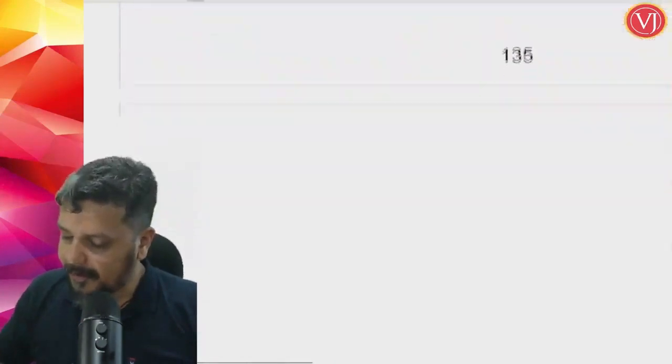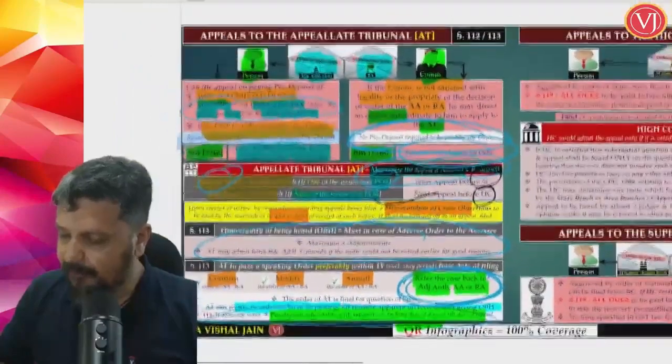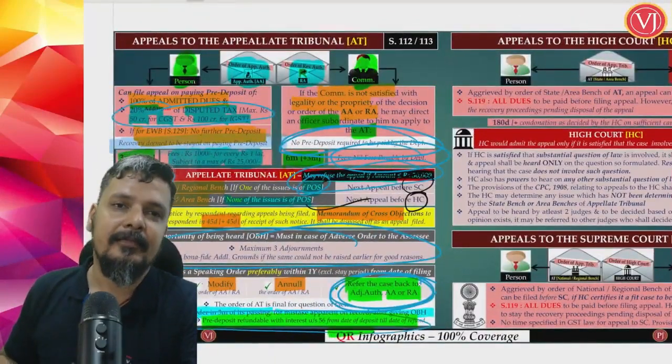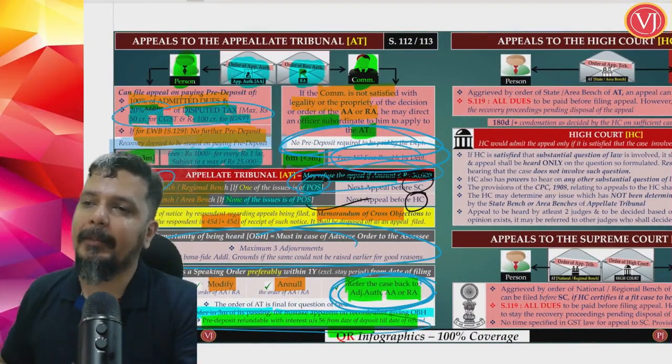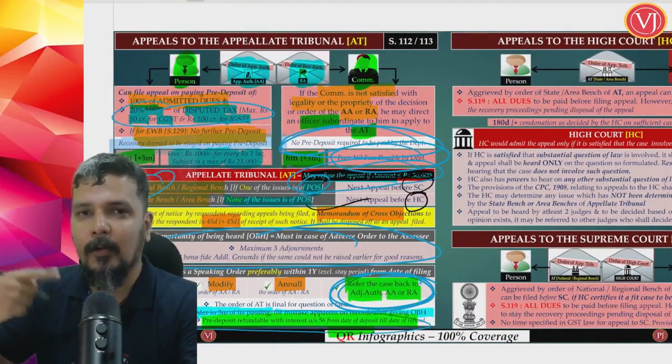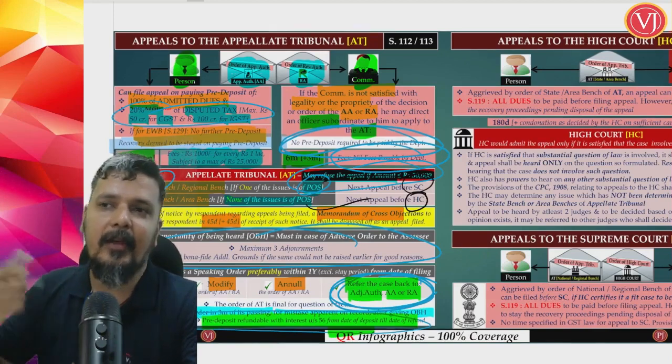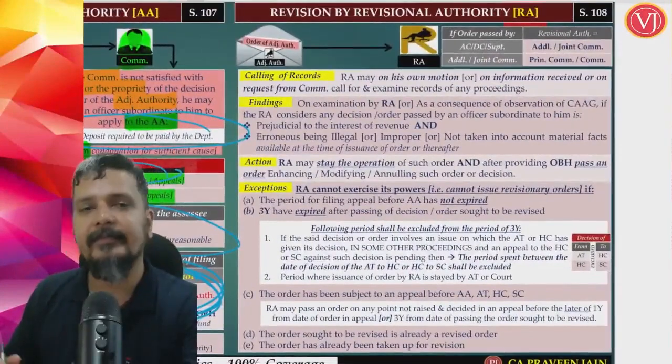Now what we have done, we have made our job very simple by comparing both your appellate authority and appellate tribunal. So you will get to know the differences. You will not make silly mistakes. There are evident differences where we have compared and said that, okay, this is different in first appeals, this is different in second appeals.